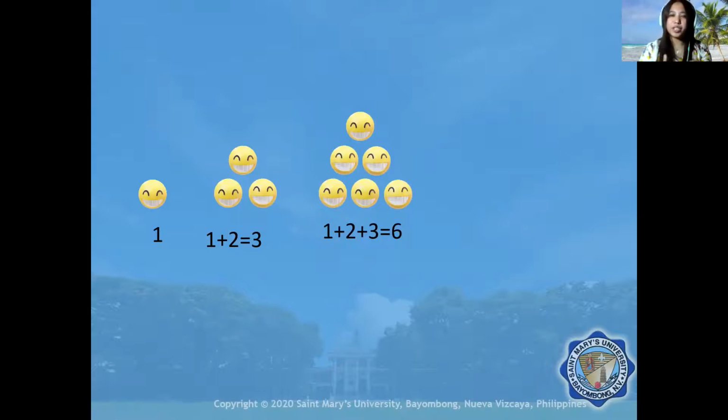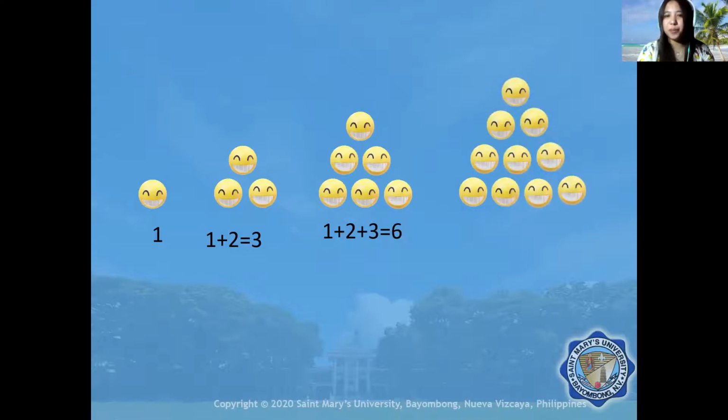Now, if each side of the triangle is equal to 4, then it means that we are going to add 1 plus 2 plus 3 plus 4 to form an equilateral triangle with length 4, and the total number of objects used is equal to 10.